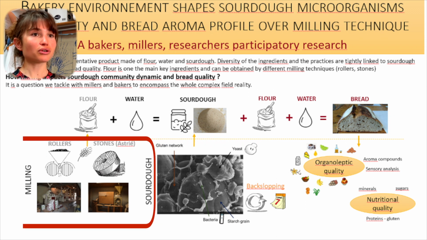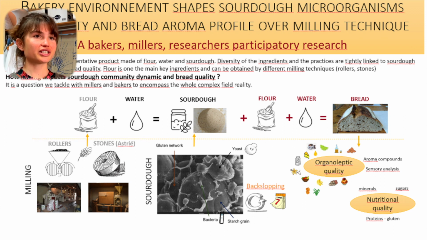To obtain the flour used to make both sourdough and bread, wheat is firstly milled, and different milling techniques exist to produce flours. The most commonly used by farmers and bakers are stone mills and roller mills. So we decided, together with the group, to compare these two techniques. Our common scientific question was how milling impacts sourdough community dynamic and bread quality.